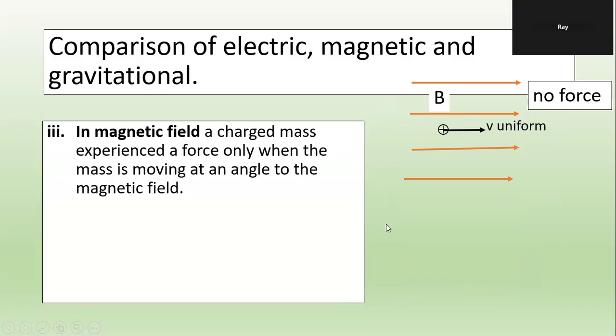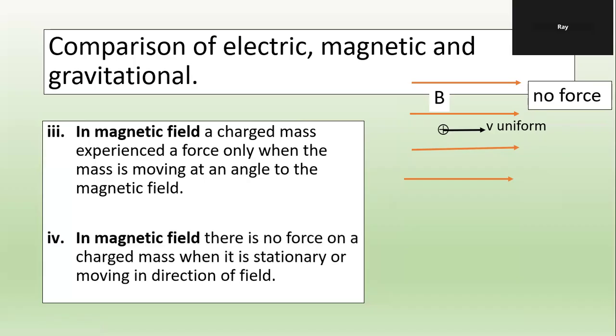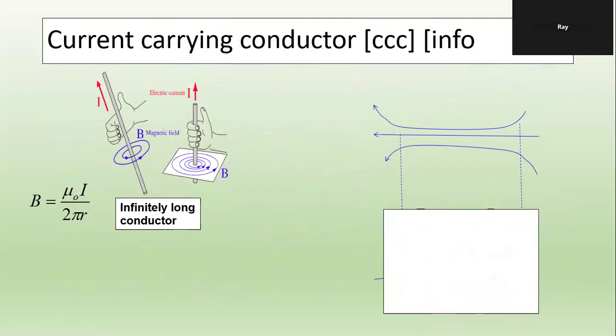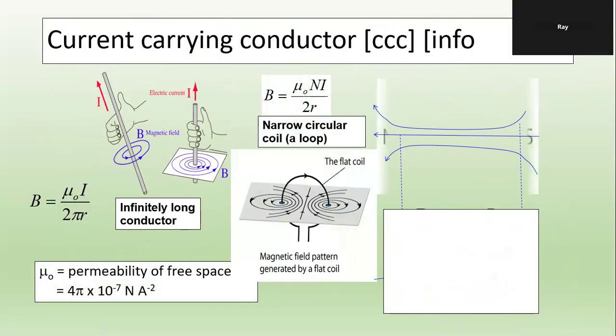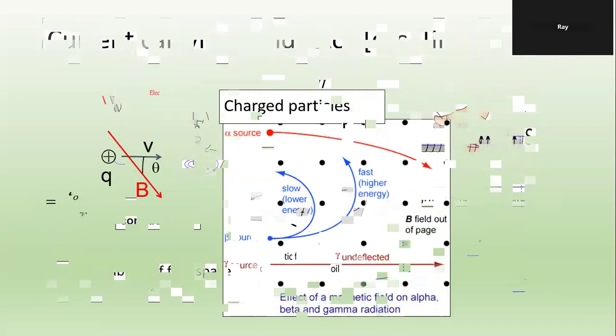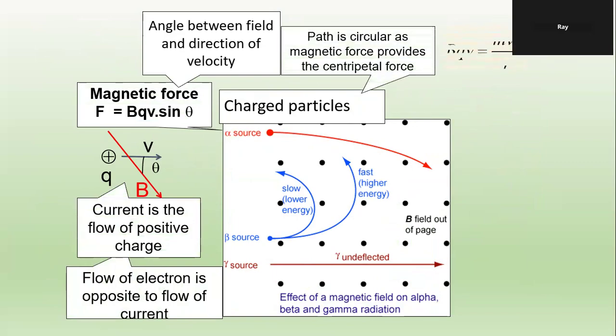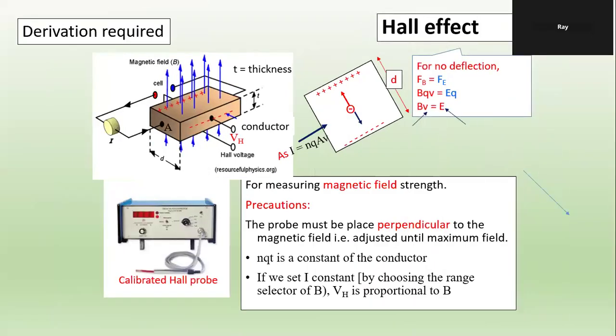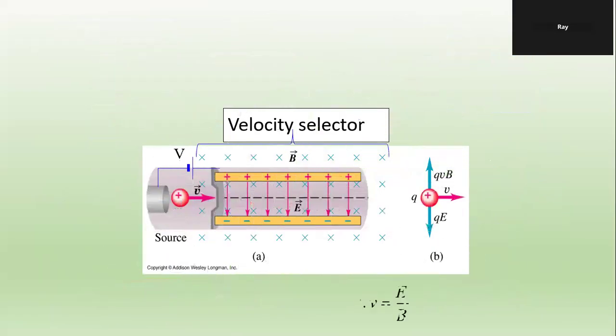In a magnetic field, a charged mass experiences a force only when the mass is moving at an angle to the field. If it's moving parallel, no force. There's no force on the charged mass when it's stationary or moving in the direction of the field. It must be at an angle to the field. Okay, I want to summarize what this topic is all about. We summarize what we have learned in the previous topic, then Hall effect, how to derive it, velocity selector.